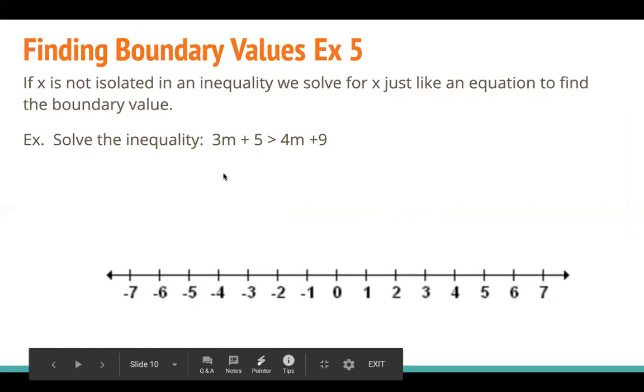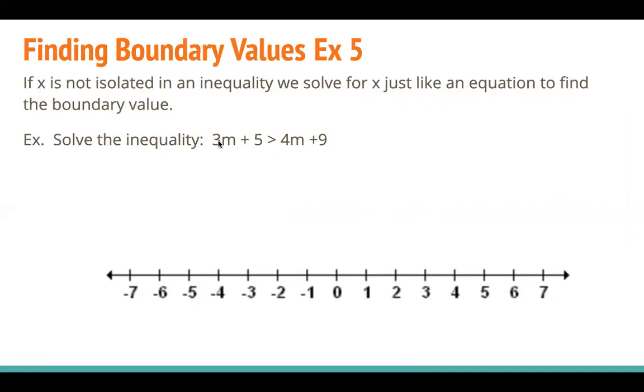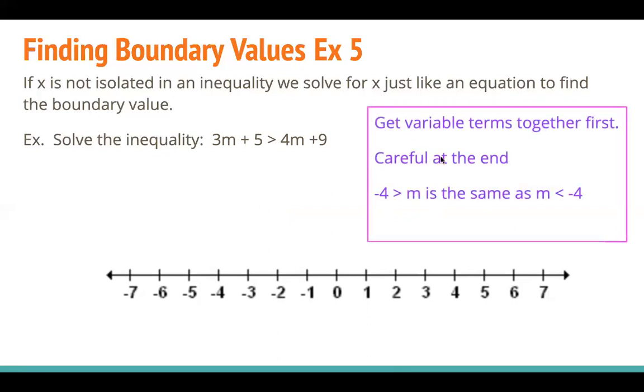Last example, in this one, I have a variable on both sides of the inequality, and I need to get them together to start solving. So I'm going to get the variable terms together first, and then I'm going to start isolating the variable. I'm going to be careful on this one because sometimes if I end up with the variable on the right, I need to make sure that my solution is really about the variable.